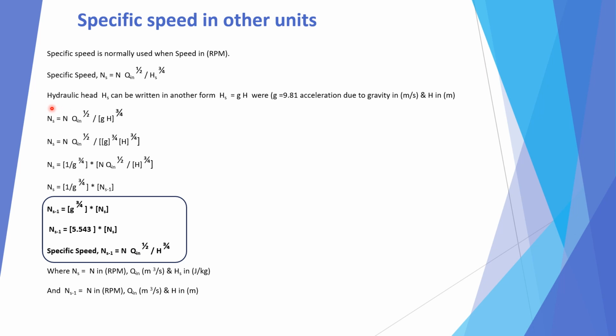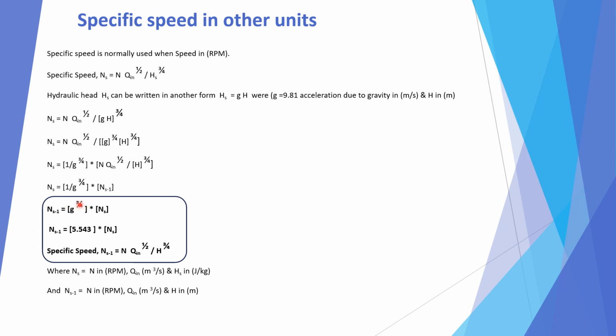Hs, the head rise, can be written in another form: Hs is equal to gH, where g is acceleration due to gravity, 9.81 meter per second squared, and H is in meter. So Ns is equal to N into Q to the power half upon (gH) to the power 3 by 4. So we can write Ns is equal to 1 by g to the power 3 by 4 into N into Q to the power half upon H to the power 3 by 4.